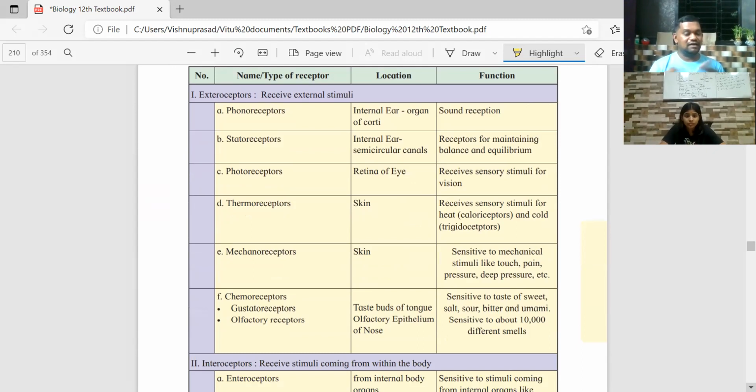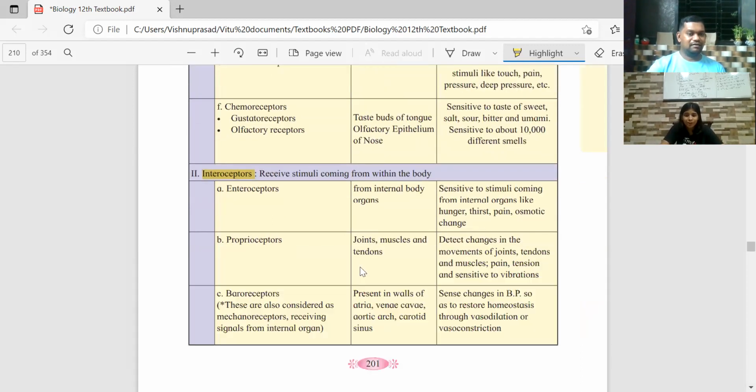We have to see the different types of receptors in our body. पहले broadly there are two types. One is exteroreceptors and the other one is interoreceptors. Exteroreceptors means which will receive the stimulus from outside the body. उसको exteroreceptors बोलते हैं. And interoreceptor मतलब stimulus received from within the body. पेन वगैरह हो रहा होगा तो वो interoreceptors को पता चले.